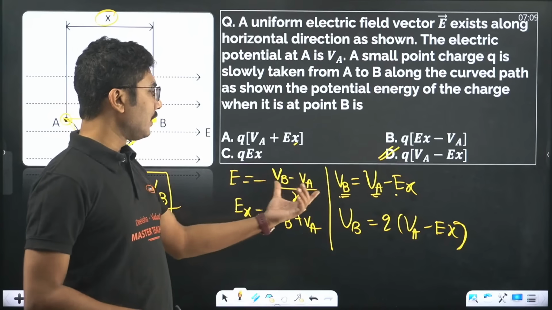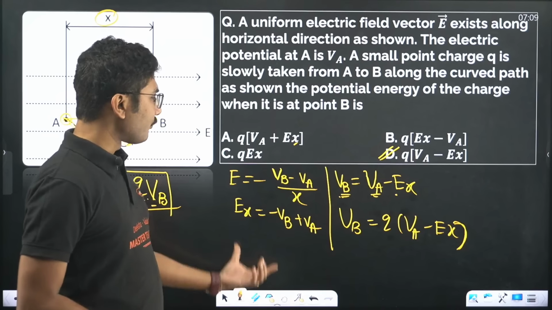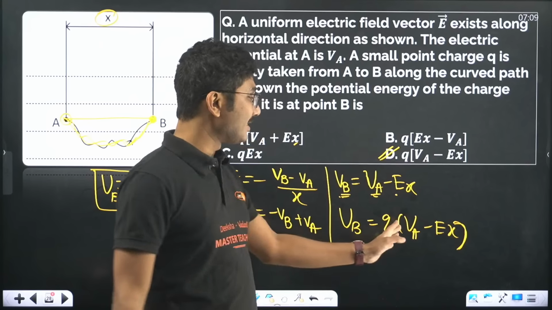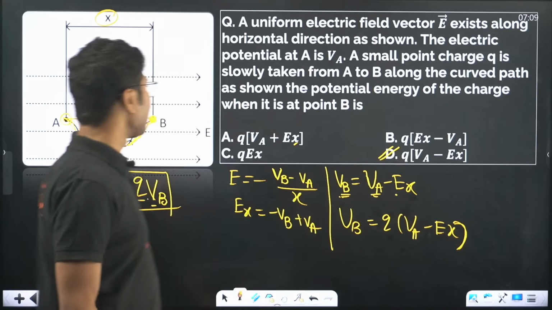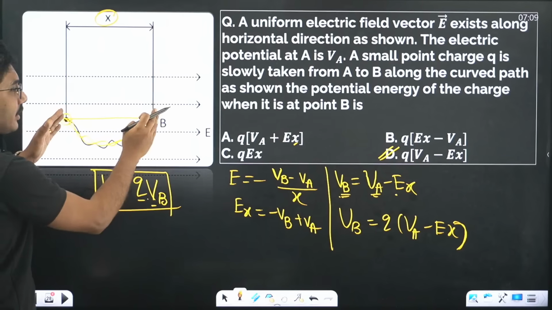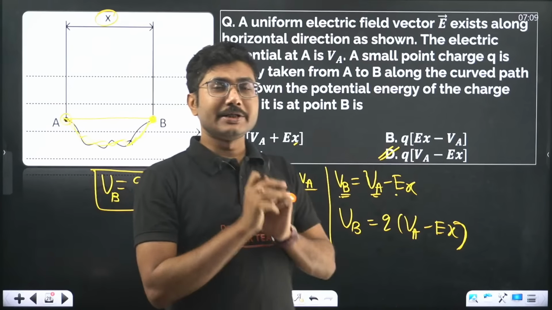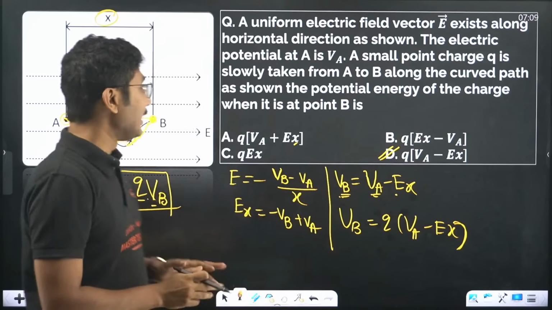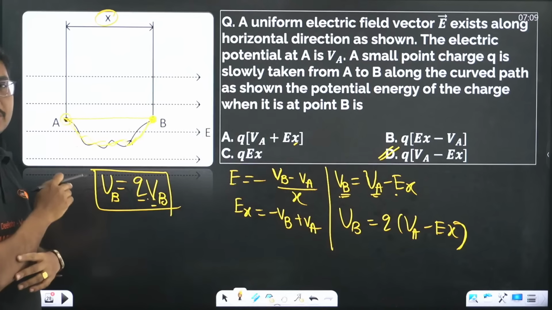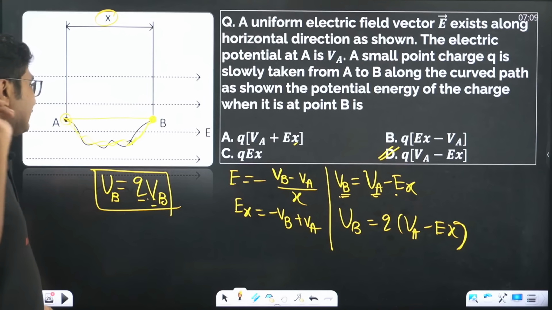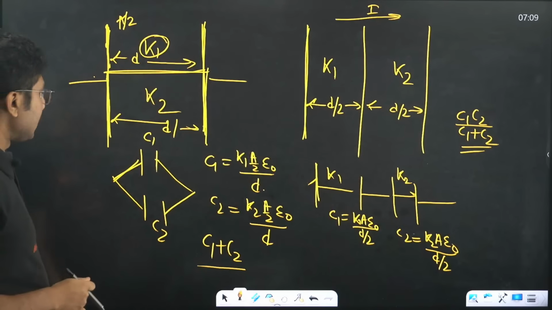Okay. Now electric field is final minus initial, and from there you can calculate the work done, which is the potential energy, VA minus VB. Remember, if you are moving in the direction of electric field, the potential always decreases. In the opposite direction of electric field, potential increases. In the direction of electric field, potential always decreases. This is also a very, very important concept to remember.